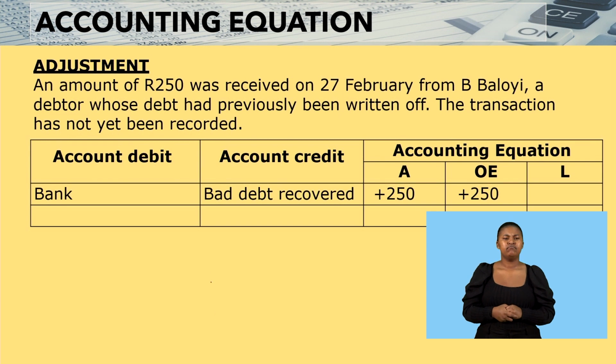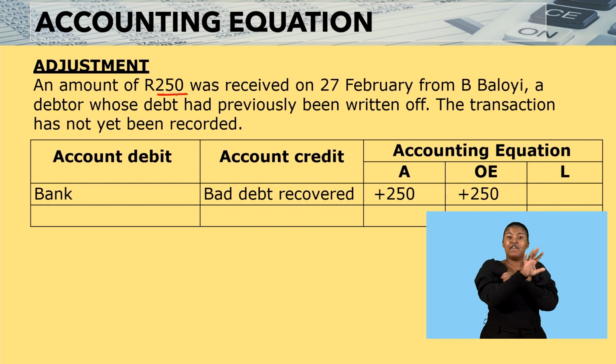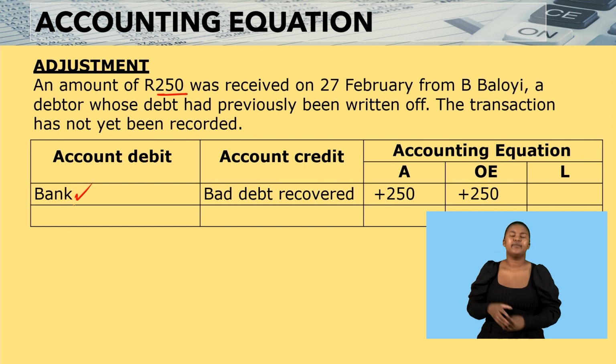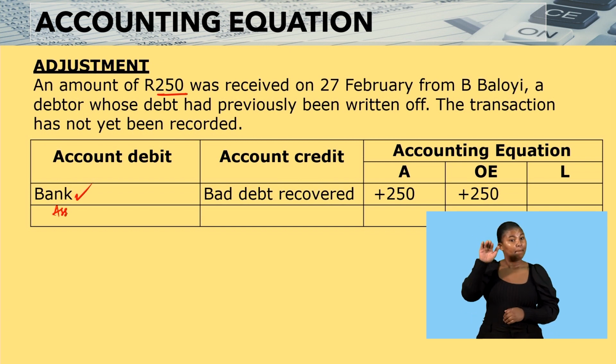How then does it affect the accounting equation? On the accounting equation, you remember it says an amount of 250 was received from Baloyi, a debtor whose account was previously written off. So here is a debtor who was previously written off coming now to pay. Which account do we debit? We would therefore debit bank, and remember bank is an asset.